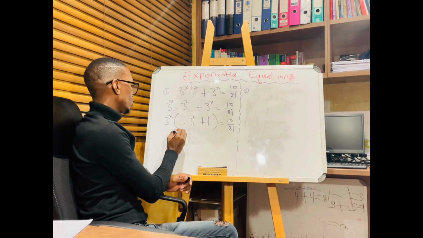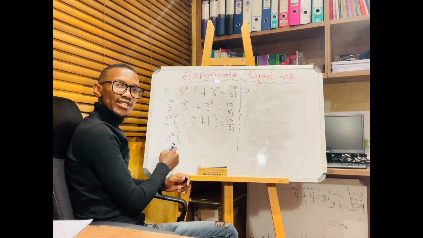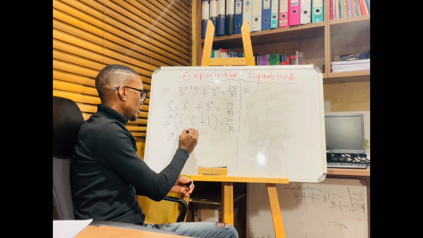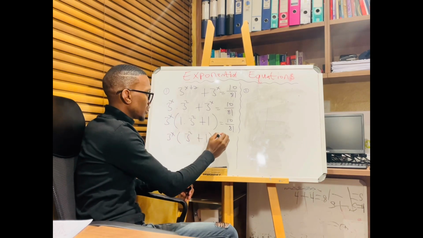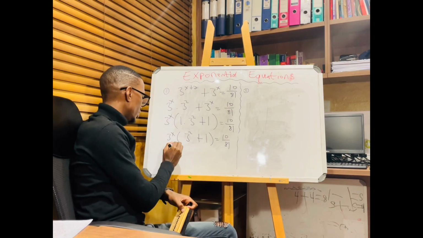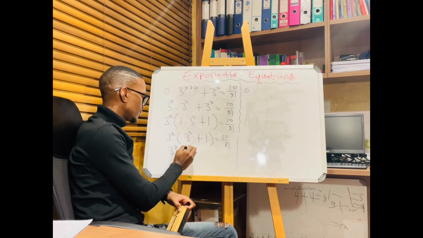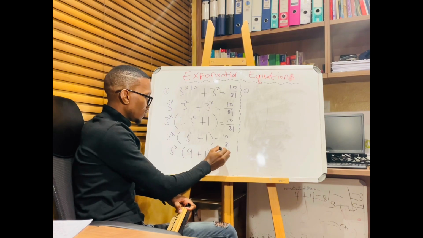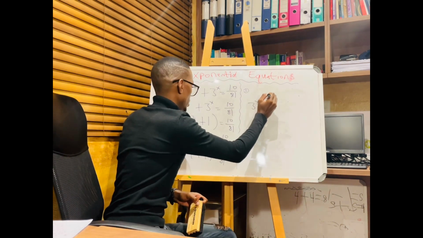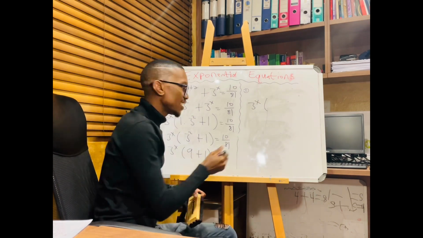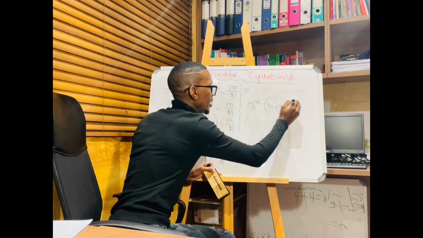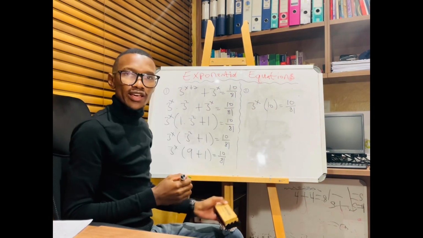So 3 to the power x times, what is 1 times 3 squared? It's basically 3 squared. So 3 squared plus 1 equals 10 over 81. What is 3 squared? 9. So 9 plus 1 equals 10 over 81. What is 9 plus 1? 10. So 3 to the power x times 10 equals 10 over 81.